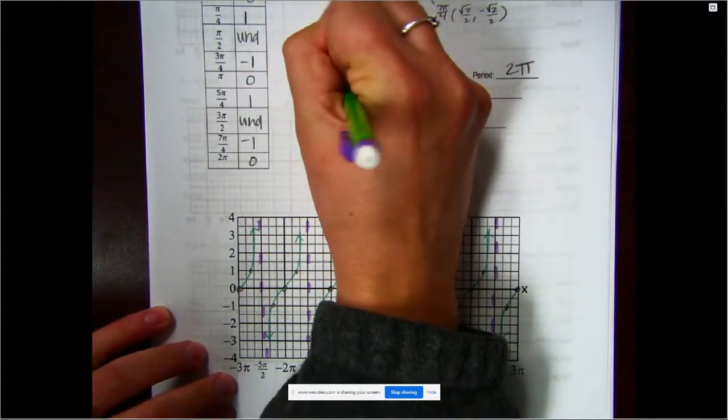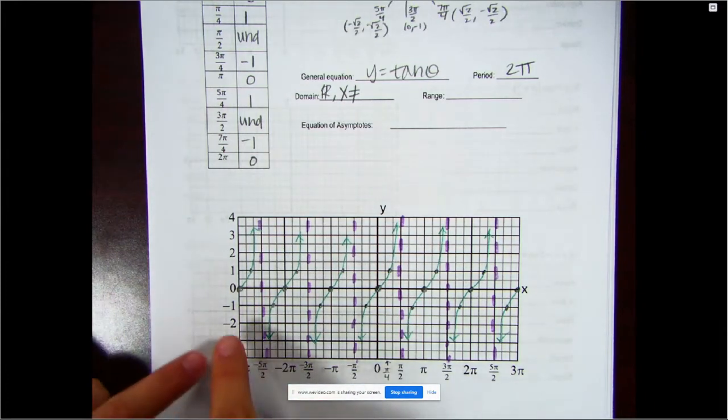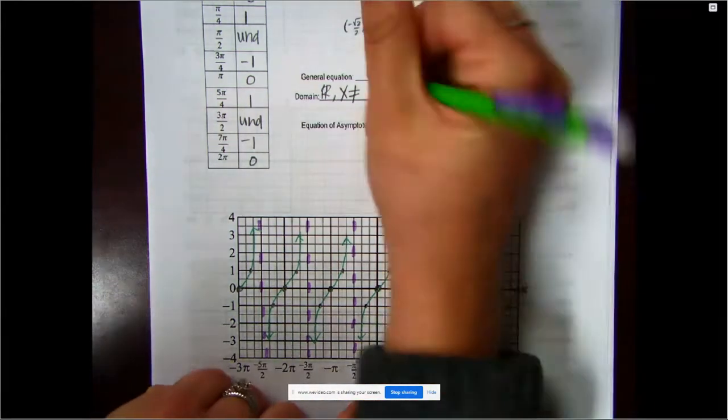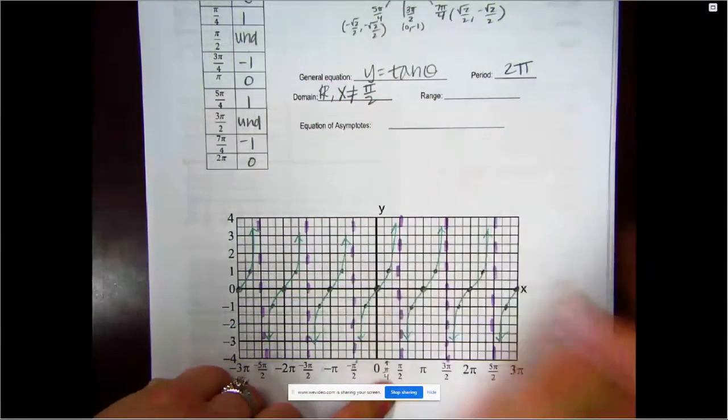However, x does not equal, and now I'm going to list the asymptotes. Again, we're not going to list every single asymptote because there are an infinite amount of asymptotes. So we're going to pick one, and you can pick any asymptote. So I'll pick pi over 2. So our domain does not include pi over 2.